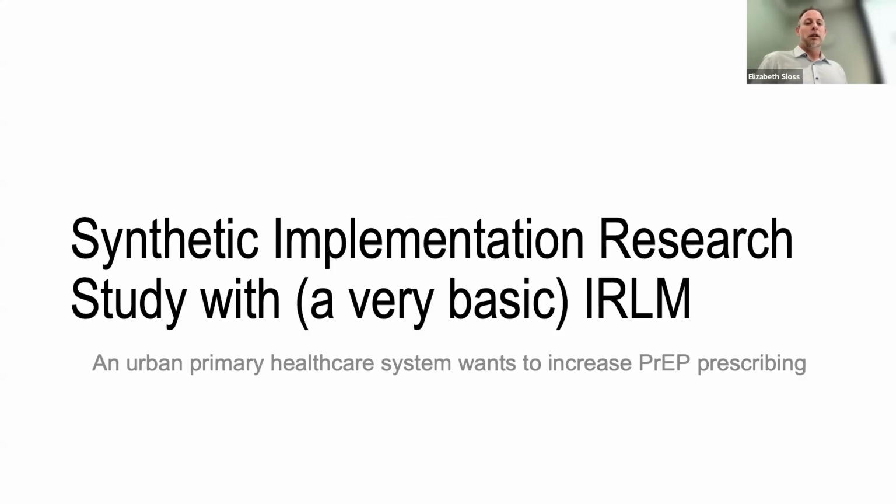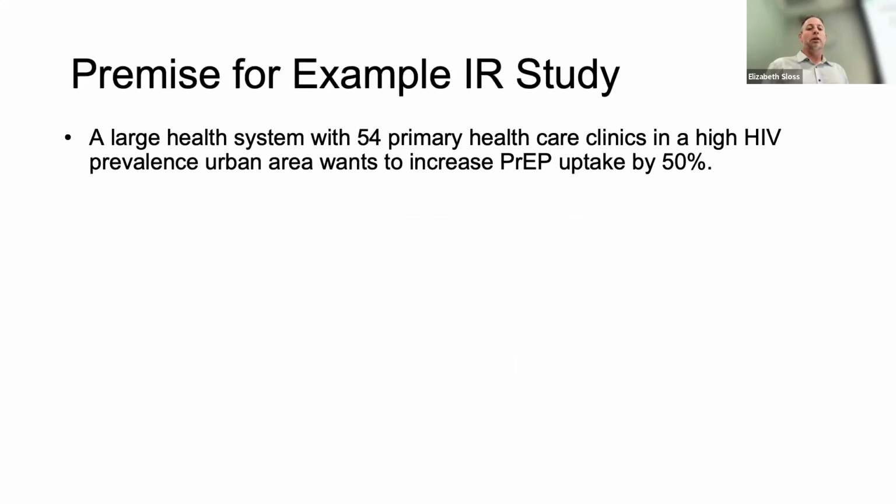Let me give you a very basic, and this is also a synthetic, not real example that I came up with years ago and keep using because it seems to work. The premise is basically that an urban primary healthcare system with 54 clinics in a high HIV prevalence urban area wants to increase the uptake of pre-exposure prophylaxis by 50%.